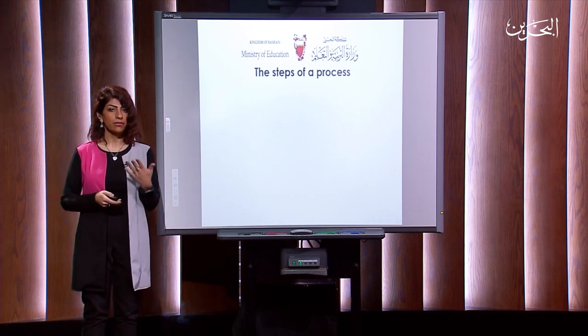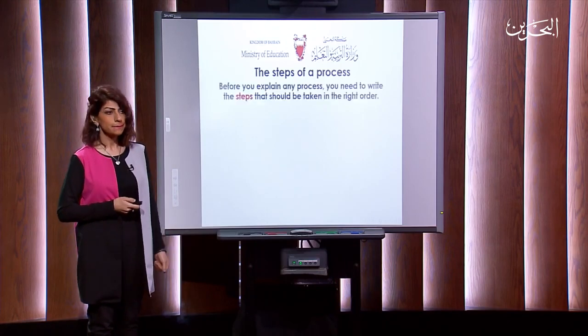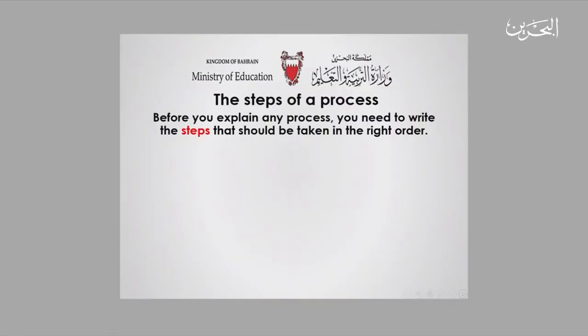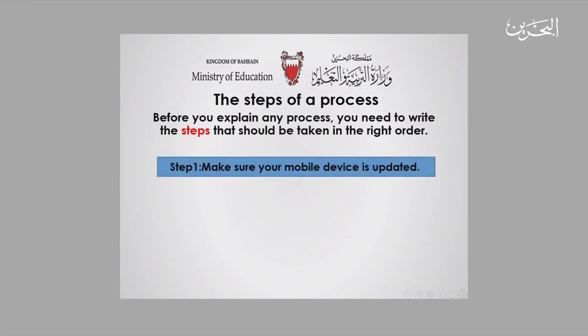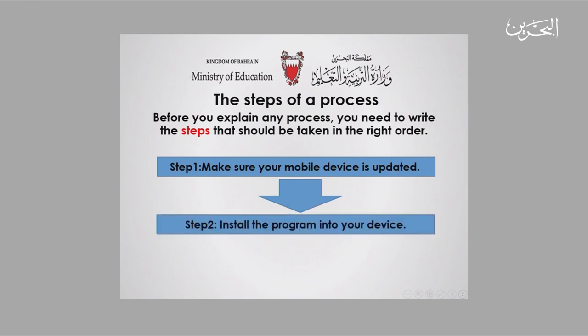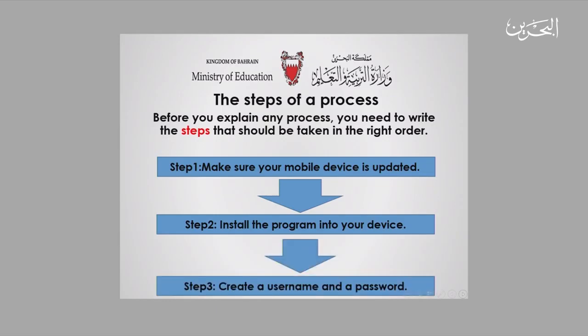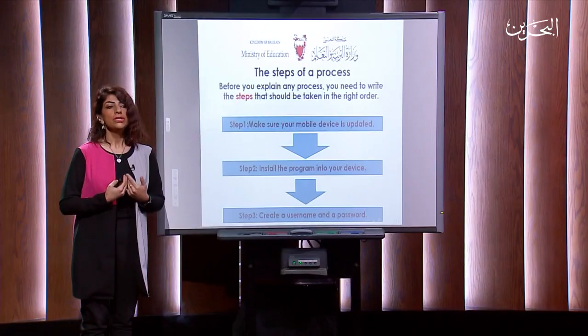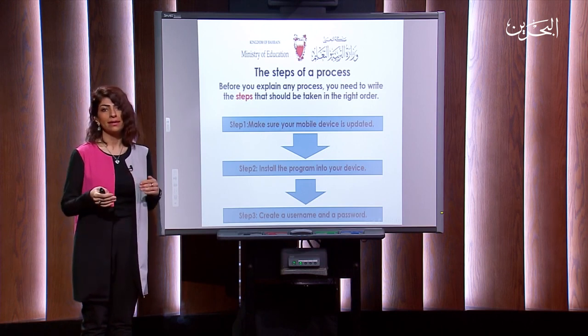I'll give you an example to clarify what I have explained. The steps of a process. Before you explain any process, you need to write the steps that should be taken in a process. That will be like a mind map to help you. For example, these are the random steps that I have written just to clarify the idea. Step 1, make sure your mobile device is updated. That's the first thing that you have to make sure about. Step 2, install the program into your device. Step 3, create a username and a password.